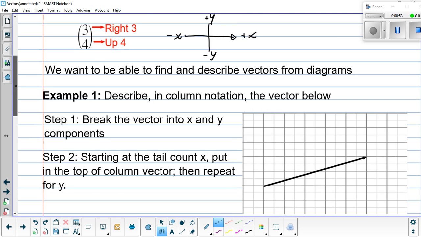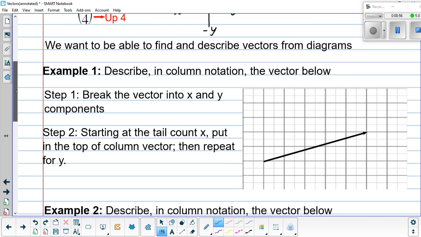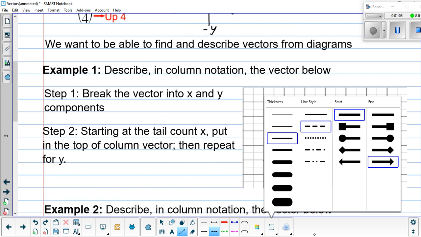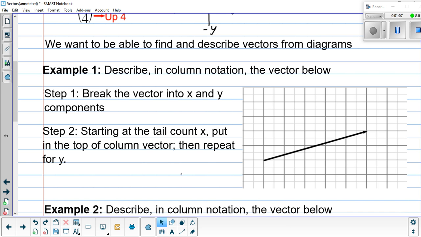Okay. So we want to be able to find and describe vectors from diagrams. So step one, let's break up our vector into its parts, okay? So we are starting here. We're starting at the tail end, right? So that's here. And I'm not going to overlap my line just so you can still see underneath it. I'm just going to go to the sides of it. So there. We broke it up into our x and y components.